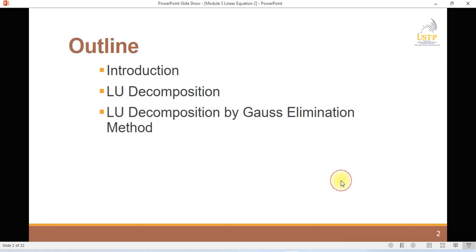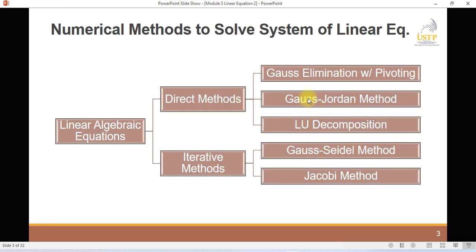Okay, so the outline of our presentation will include the introduction, LU decomposition, then the LU decomposition through Gauss elimination. Under numerical methods to solve linear systems of equations, we have the direct methods and the iterative methods. This LU decomposition still belongs to the direct methods.